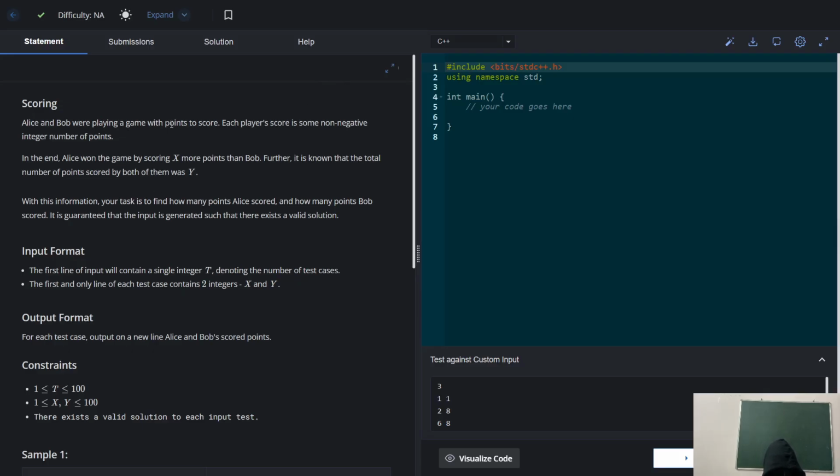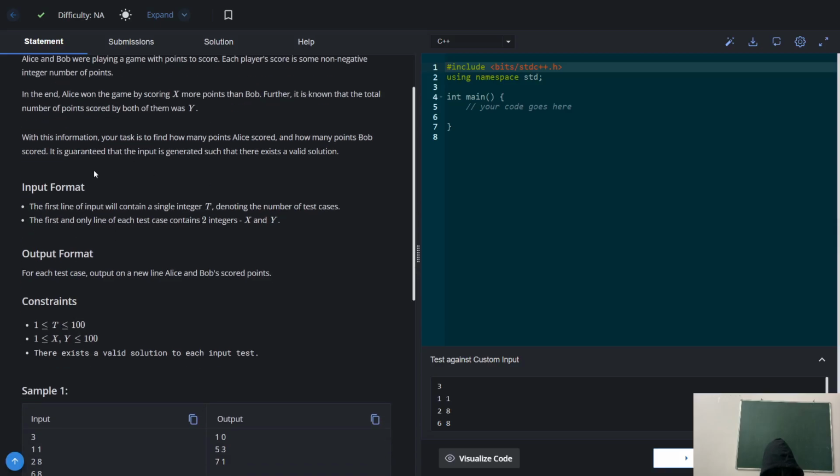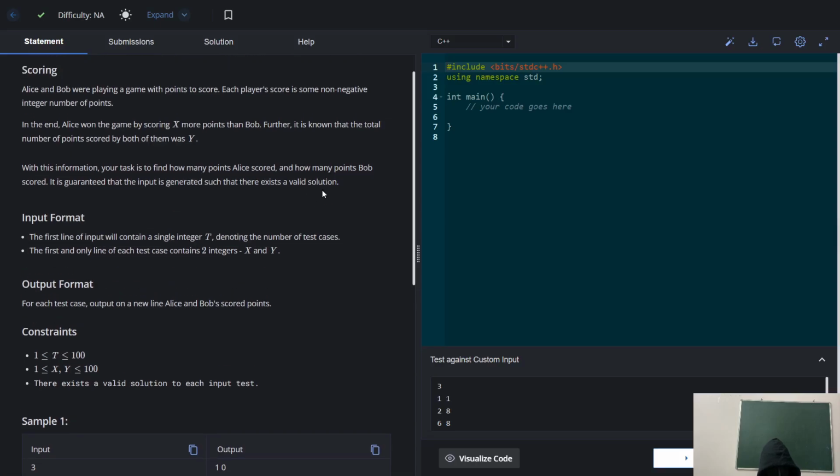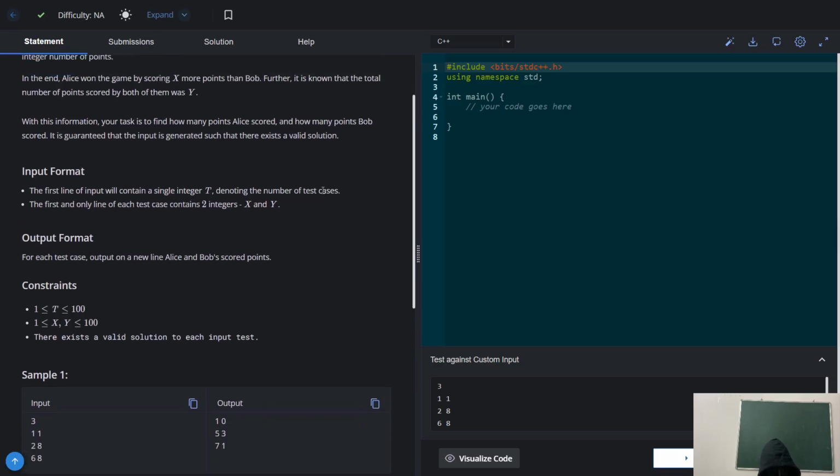Alice and Bob were playing a game with points to score. Each player's score is some non-negative integer number of points. In the end, Alice won the game by scoring X more points than Bob. Further, it is known that the total number of points scored by both of them was Y. With this information, your task is to find how many points Alice scored and how many points Bob scored. It is guaranteed that the input is generated such that there exists a valid solution, so there will always be a solution. So we need to find the scores scored by both Alice and Bob.